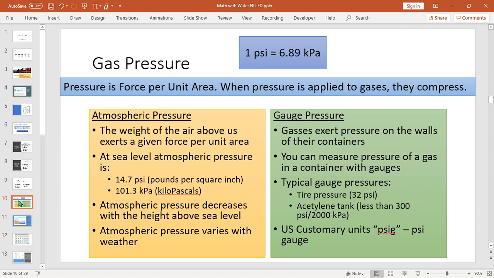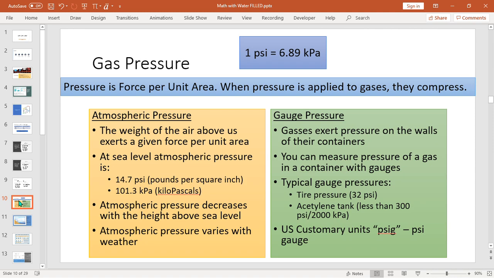So when we talk about pressures, we have atmospheric pressure, and that's just if I'm standing here on Earth at sea level, there's a certain amount of air above me, and it has a weight, and it is pushing down on me with a certain pressure. And that is going to be 14.7 psi or 101.3 kilopascals, depending whether you're in the metric system or not.